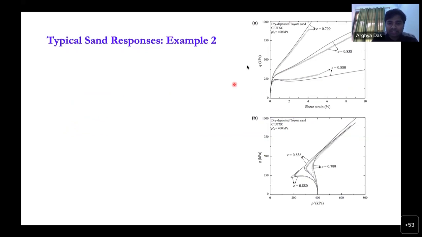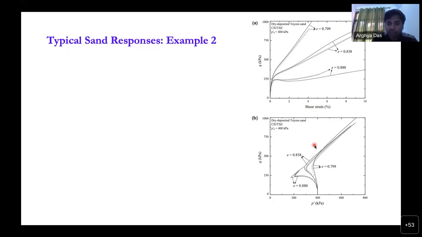The things will be slightly tricky if you have an undrained test. Undrained test response in different void ratios will look like this type of shape. Again, same confining pressure, but we are doing undrained tests on a sand of different initial densities. Then things will be like the shape shown here. The top part is showing the stress strain response.